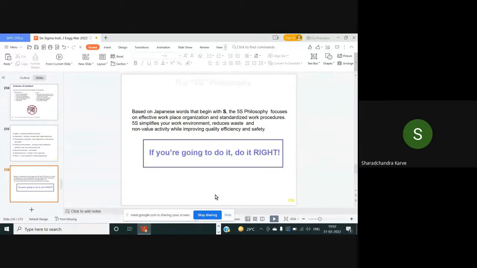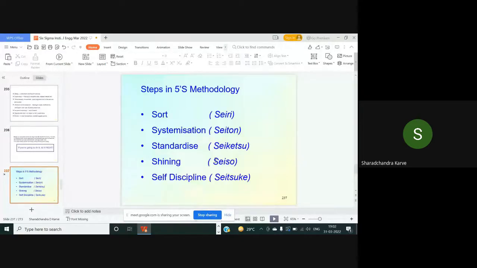Moving on to the next methodology, or philosophy, which is called the 5S philosophy. It is very popular in Japan, rather it originated from Japan. It focuses on effective workplace organization and standardizing work procedures. As the name implies, 5S means there are five steps in the process, each starting with S. Converting to English, they are sort, systemization, standardize, shining, and self-discipline, while the Japanese names are different.